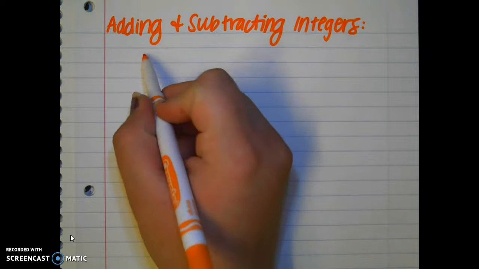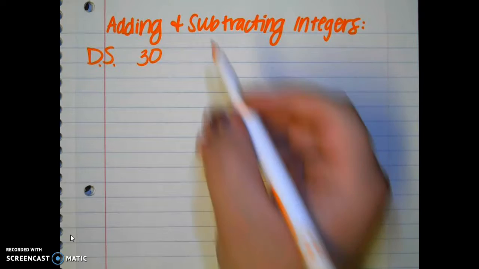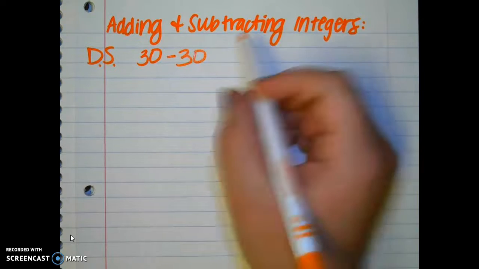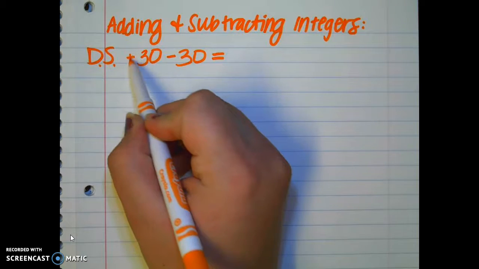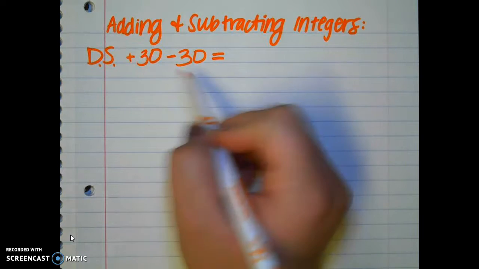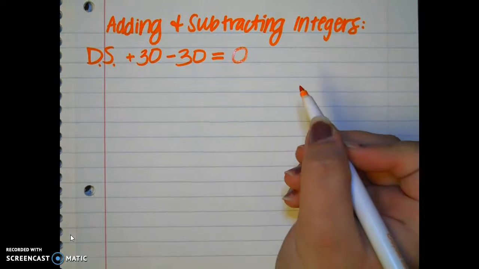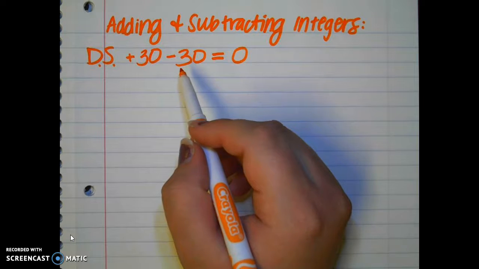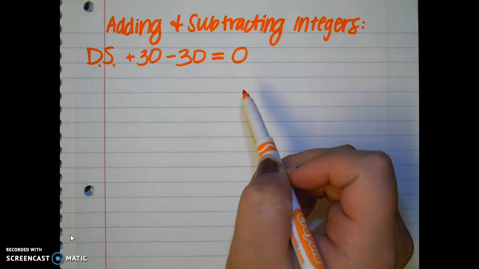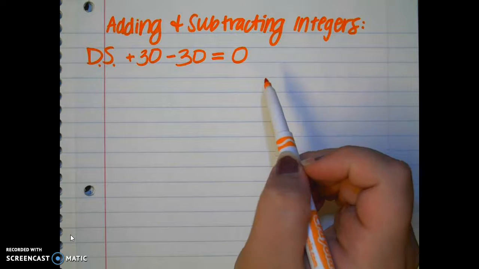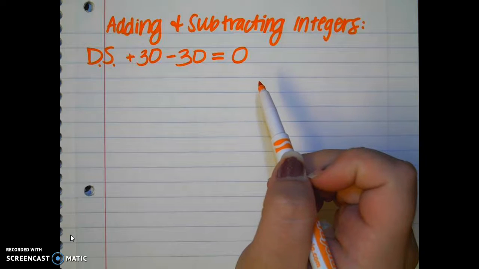So if we started out with different signs, DS stands for different signs, and we had 30 minus 30, of course we know that this is positive, so I'll add the positive sign out front. Positive 30 minus 30, that's just like saying 1 minus 1, we know is going to be 0, right? So even though those had different signs, if they have the same absolute value, then it's going to give us 0. 0 is neither positive nor negative. So in that case, our answer was just 0.